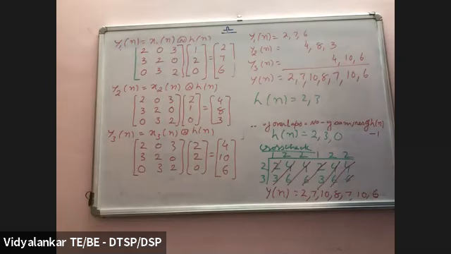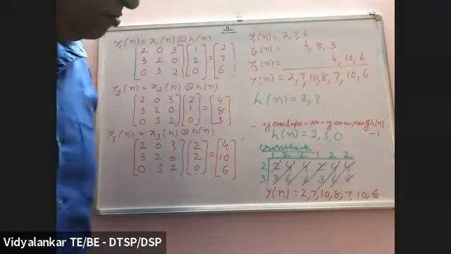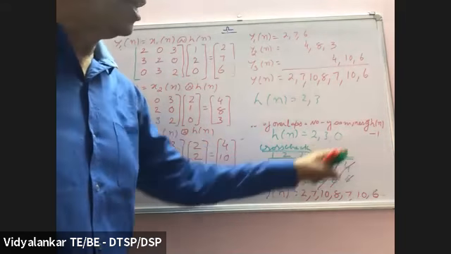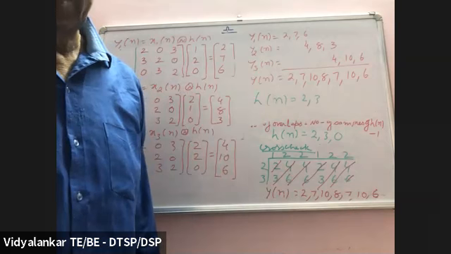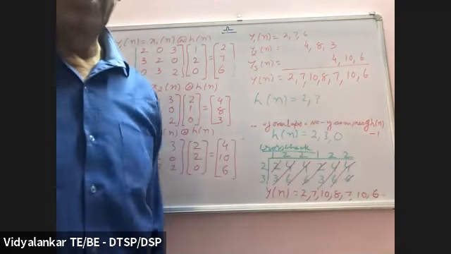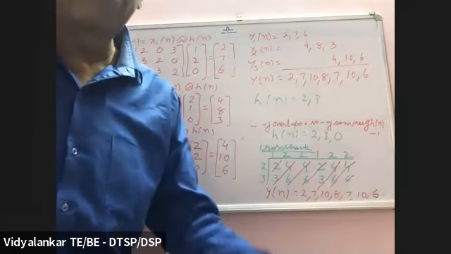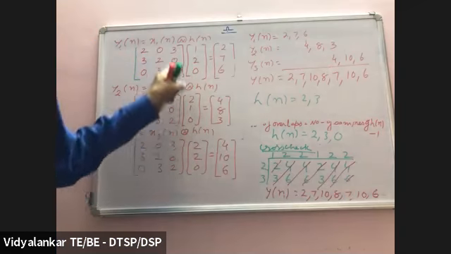Done? Sir, now in that h of n, only 2, 3, and 0 will come. One more 0 will not come? No, one more 0 will come if you split into 2 parts. If x1 and x2 have 4 samples, then 2, 3, 0, 0 will come. How many samples are there in x1 and x2? H of n should also have the same number of samples to apply the circular convolution.